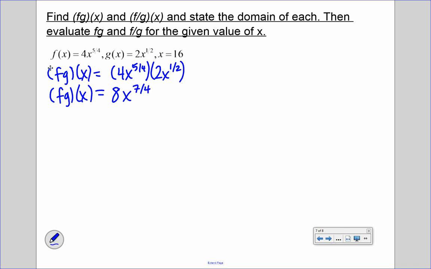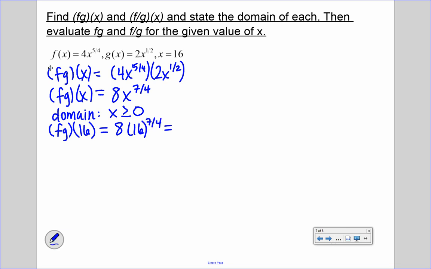Okay? The domain for this one, be really careful, since it is a fourth root, x has to be greater than or equal to 0, because I cannot have a negative number in there. And then for f times g of 16, it will equal 8 times 16 to the 7/4, which will equal 1,024.